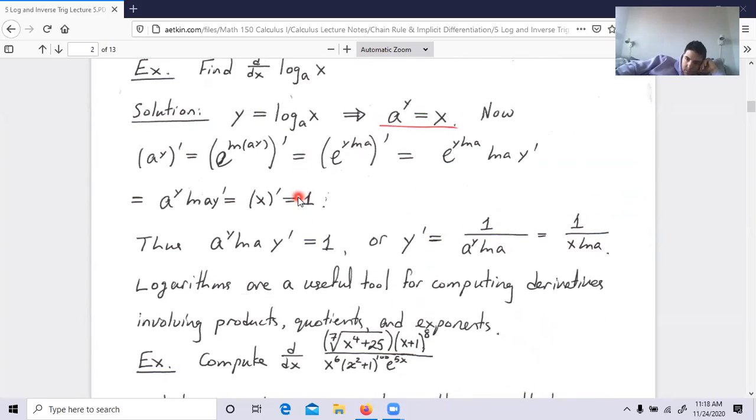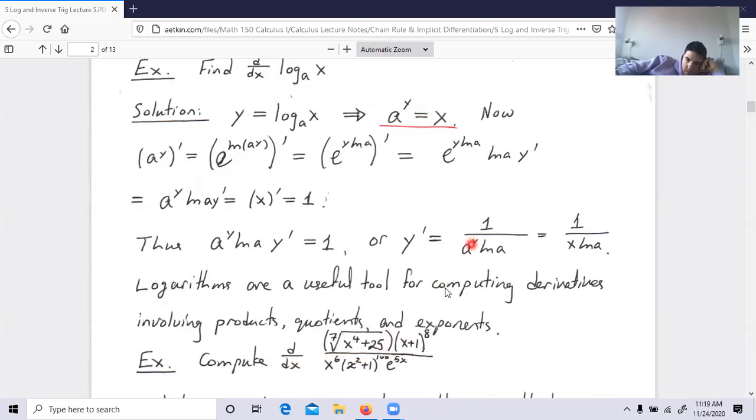Now, here is something that I would like to show you. Imagine that you are asked to calculate the derivative of this very ugly expression, the 7th root of x to the 4 plus 25 times x plus 1 to the 8 divided by x to the 6 and x squared plus 1 to the 100 and e to the 5x. You might try to carry out the calculation directly, but you will waste a lot of time.